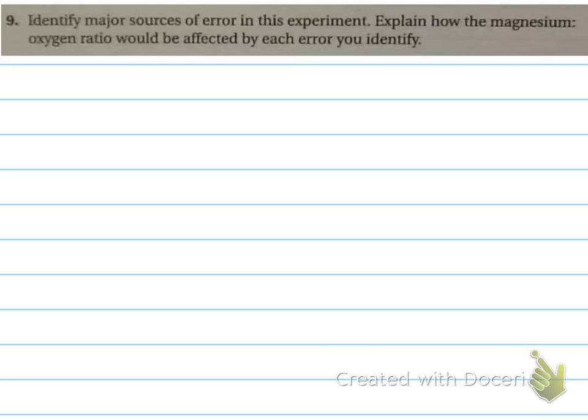Question 9, identify major sources of error in this experiment. Explain how the magnesium-oxygen ratio would be affected by each error you identify. Besides the ones I mentioned, remember that you're using a triple beam balance. Some people don't read triple beam balances very well. Okay, read through the procedure a little bit and see if you can come up with some other spots where mistakes could be made. Okay.